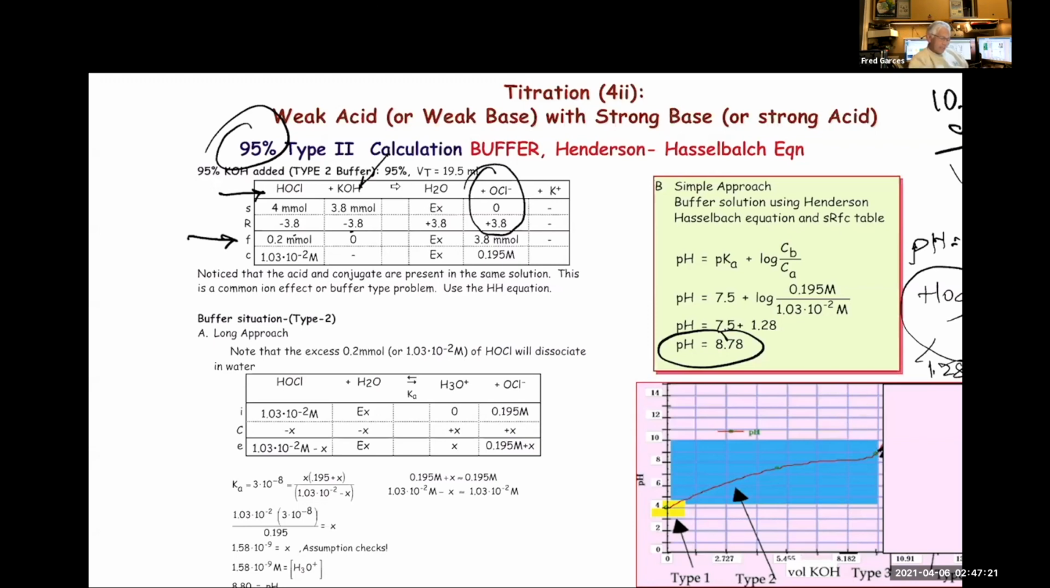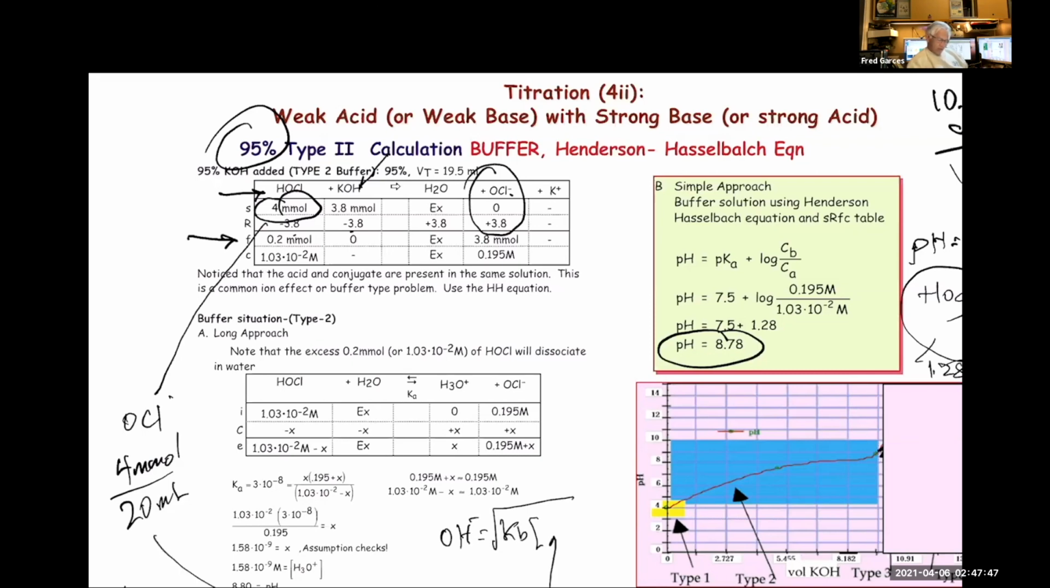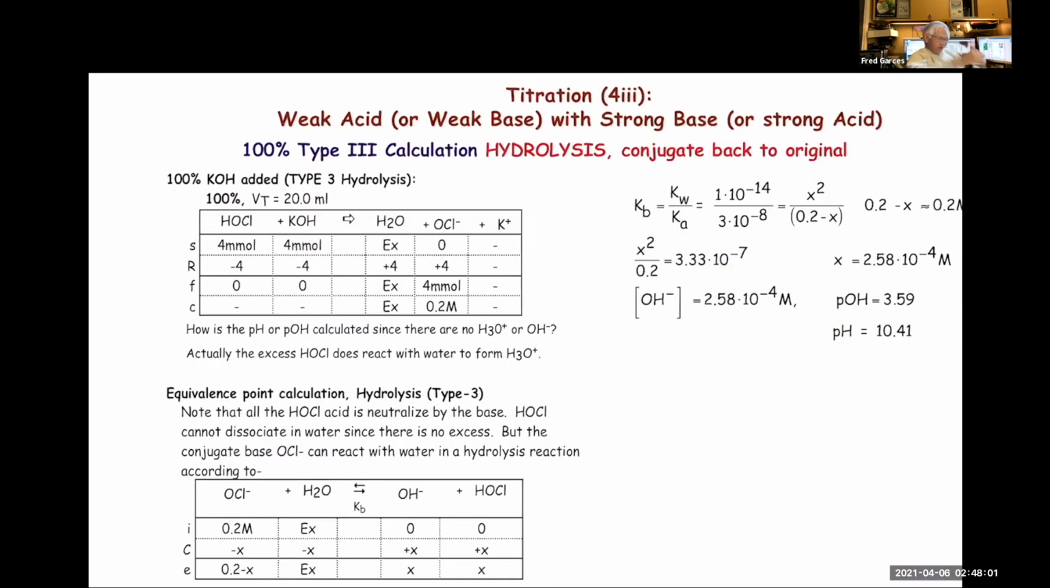Now, the next step is the equivalence point. At the equivalence point, all of the acid is now converted to the conjugate base. 0.4 millimoles in 20 milliliters has been converted to this. Guess what? Hydroxide equals the square root of KB times whatever that concentration is. That'll be our hydroxide ion concentration. If we take the negative log of that, we get our pOH. Subtract from 14, and we get our pH. And that's what you see right here at 100%.